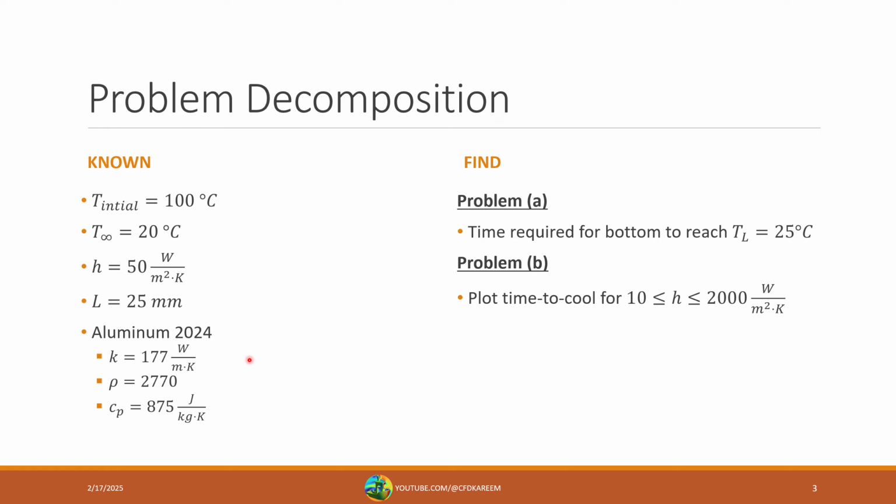So the first thing is we'll collect all of our knowns and then list the problems that we want to find. What we're given is that the chuck is initially at 100 degrees Celsius and the air coming in from the cooling head is at 20 degrees Celsius. We're also given a uniform heat transfer coefficient of 50 watts per meter squared Kelvin, as well as an L, or length, of the cooling chuck of 25 millimeters. The properties of aluminum 2024 can be assumed to be a thermal conductivity K of 177 watts per meter Kelvin, a density rho of 2,770, and a specific heat capacity of 875 joules per kilogram Kelvin.